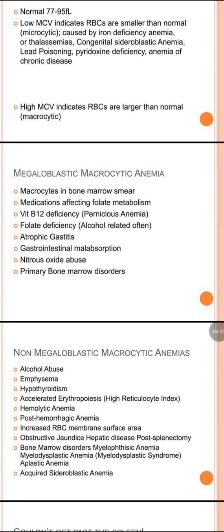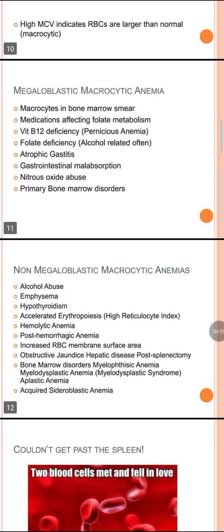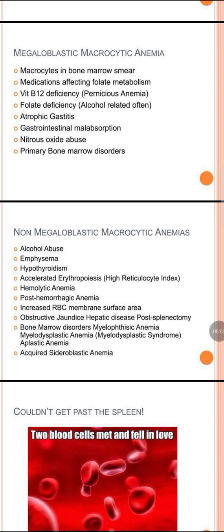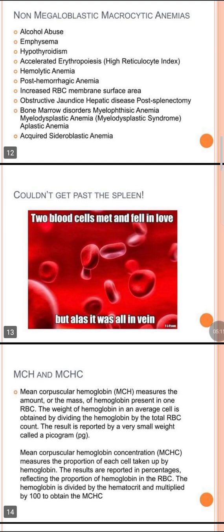High MCV means that the red blood cells are larger than the normal. They are seen in megaloblastic anemia. Vitamin B12 deficiency and folate deficiency will cause this macrocytic anemia. Atrophic gastritis and gastrointestinal malabsorption as well; these are non-megaloblastic macrocytic anemias.